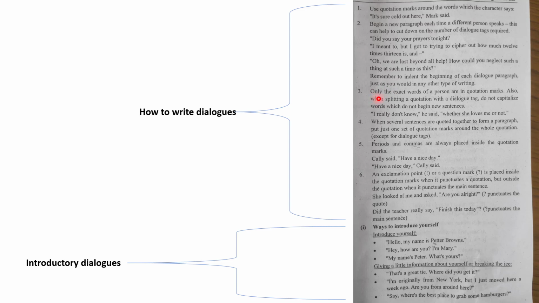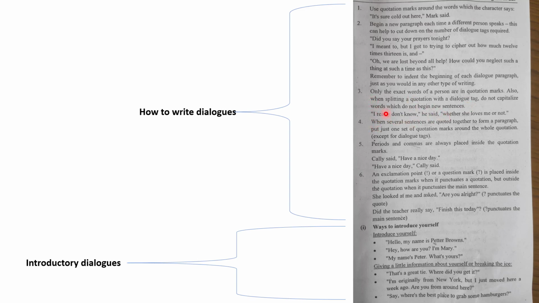So the third is that only the exact words of a person are in quotation marks. Also, when splitting a quotation with a dialogue tag, do not capitalize words which do not begin new sentences. So it means that you have to put the words which are actually said by the person inside the quotation marks, and unless you are starting a new character's speech or dialogue, you do not start the next part of the sentence with a capital letter.